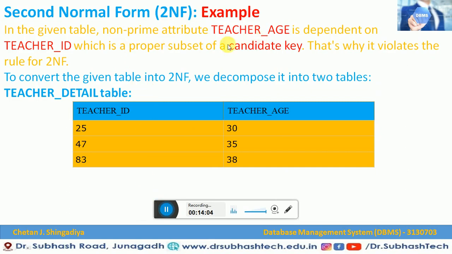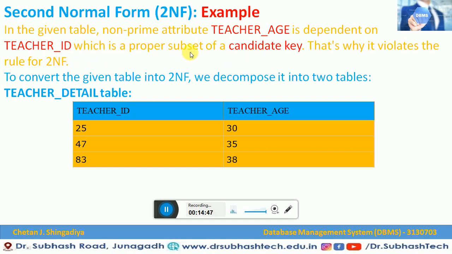Now here you can see in this example, we have to understand our previous example. In the given table, non-prime attributes, that means non-key attributes, like teacher's age, are dependent on teacher ID, which is a proper subset of the candidate key. That's why it violates the rule of second NF. Let me explain once again. This teacher age is dependent on teacher ID, and teacher ID is a non-prime attribute. So when it is a non-prime attribute, it violates the rule of second normal form.